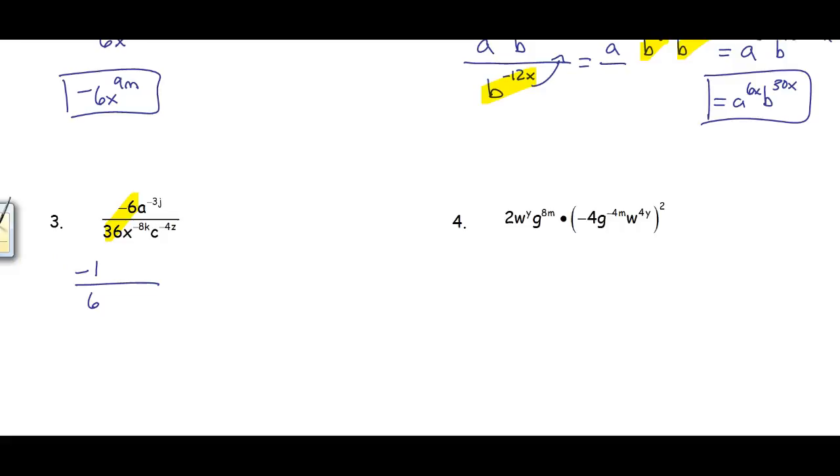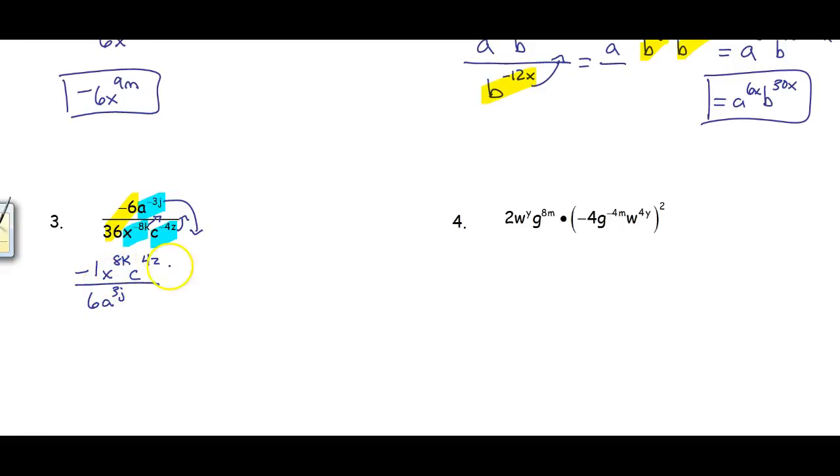It does not matter. Now what negative exponents do we have to move? a to the negative 3j, x to the negative 8k, and c to the negative 4z. All of those have to move. So what's moving to the top? You have x to the positive 8k now. You have c to the positive 4z. Nothing else is moving to the top, but you have a to the positive 3j moving down.